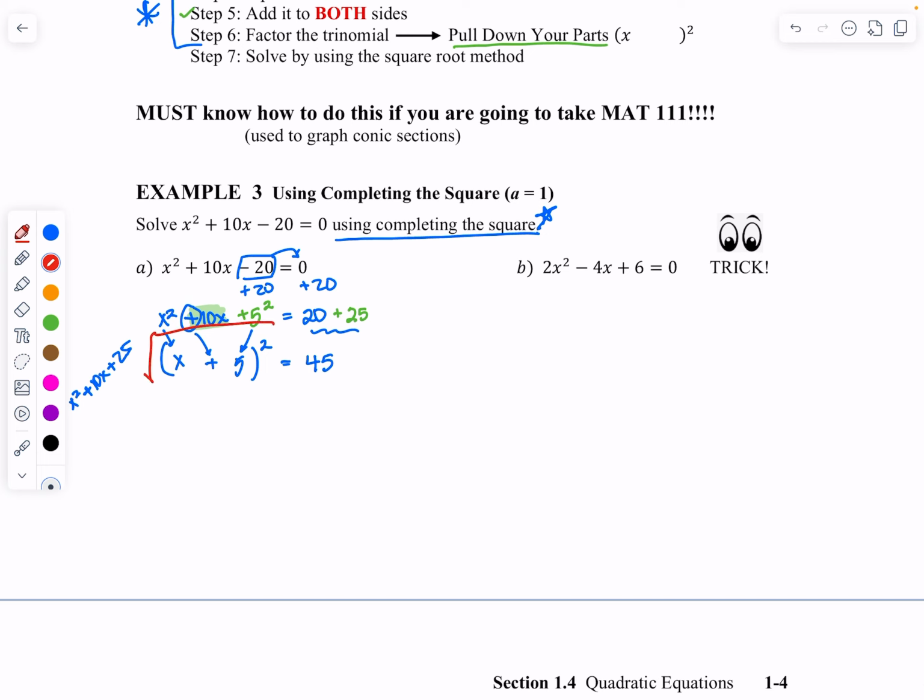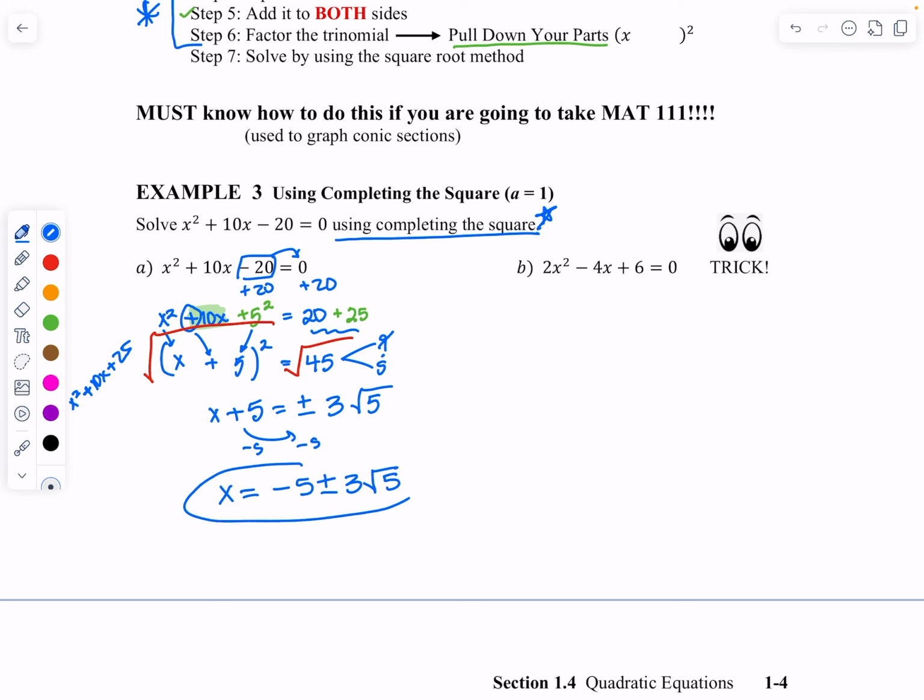So I'm going to take the square root of both sides, and I wind up with x plus 5 is plus or minus the square root of 45. Well, 45 can be split into 9 times 5, and the square root of 9 is 3, and I'm going to leave my 5 in there. And the last step is to move that plus 5 to the other side by subtracting. So I'm going to get negative 5 plus or minus 3 square roots of 5. And that would be my final answer.